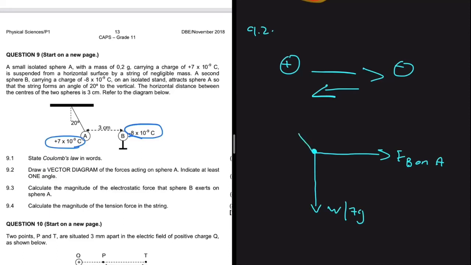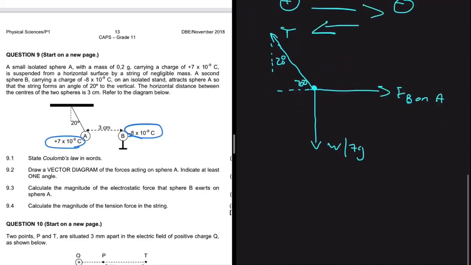So this tension should look like this, right? And then there we have our tension force. They say we should include at least one angle. So you can just include the angle that is already there, which is 20 degrees, or you can put an angle here which is 70 degrees. Now we have a vector diagram for sphere A, and we can go ahead and do 9.3.